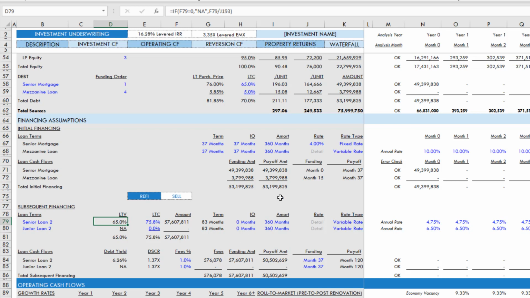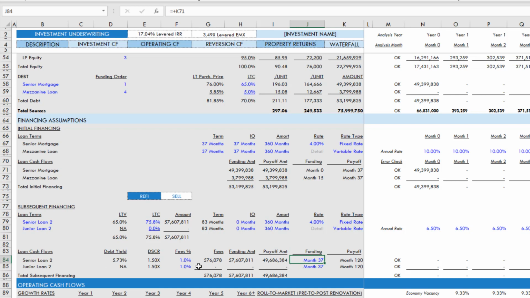And what will happen now is there will be 4.5 million of proceeds that will be distributed to the partners in that month 37. And then this loan is amortizing, so no IO. It's amortized on a 30-year schedule. The rate will be set to fixed, and we'll put this rate also at 4%. And then what we see is this loan funds again in month 37, which we'd expect it to.